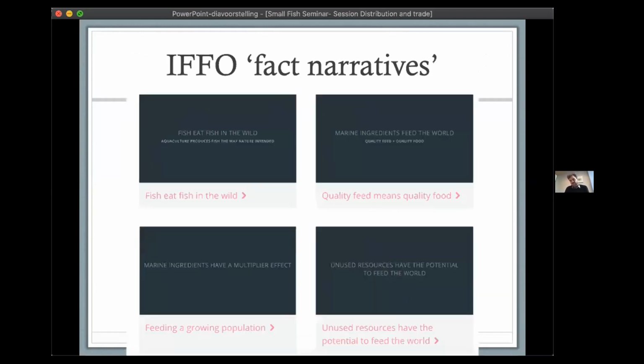We see a few fact sheets by the IFFO, the International Marine Ingredients Organisation. You know, the idea that aquaculture products, they fish the way nature intended. Marine ingredients are feeding the world. Marine ingredients have a multiplier effect, and these narratives are quite true and fact-based if you select the facts rightly. But I think it's really important for academics to open up these narratives and see under which context they may be more or less true.